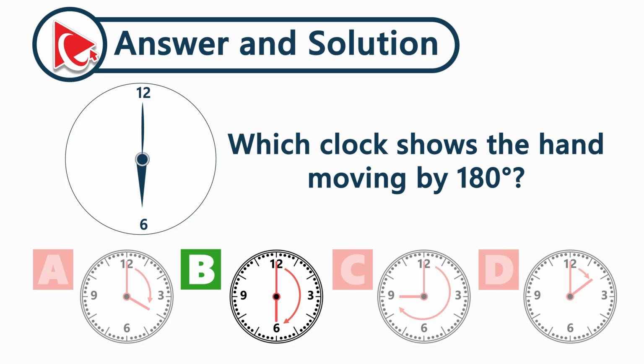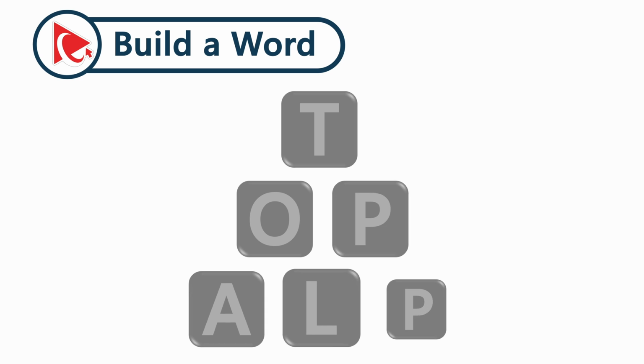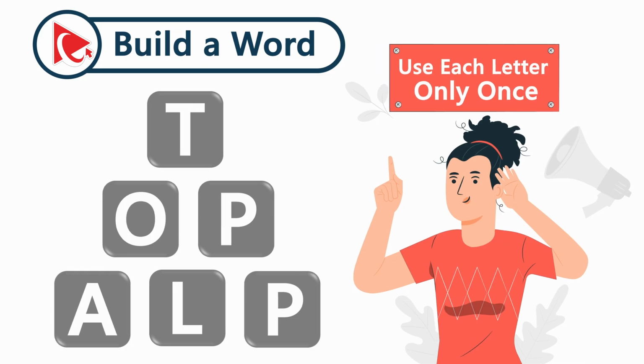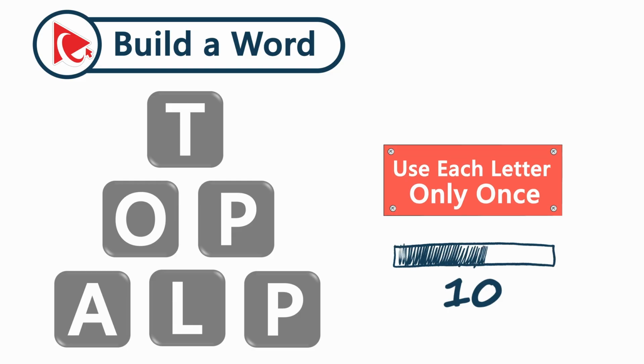That's your 180-degree turn. In this question, you're presented with 6 letters, and you need to build an English word. The letters are T, O, P, A, L, P. Here are 2 caveats though. You need to use each letter only once, and you only have about 10 seconds. Let's get started.